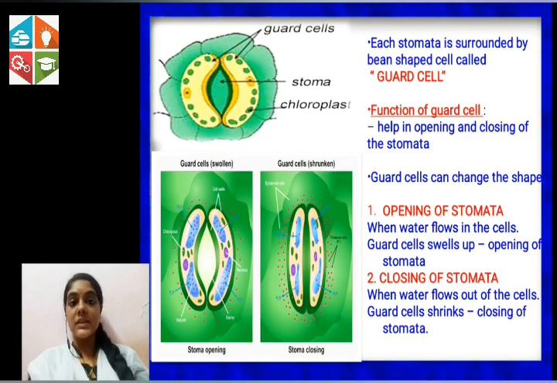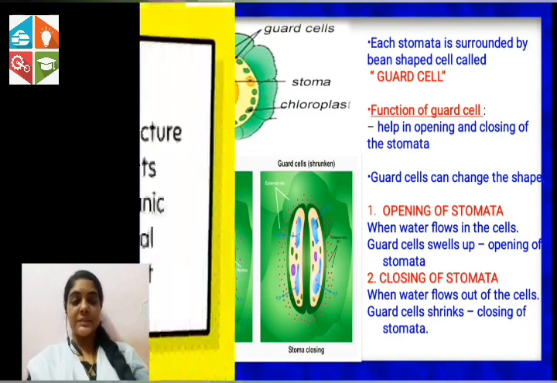The second one is closing of stomata. In what situation does the closing happen? It is when the water is totally out of the cell. Then, of course, the cell will shrink. Shrinking leads to the closing of the stomata. So the opening and closing is basically regulated by the guard cells. That is, by swelling and shrinking of the guard cells, opening and closing of stomata takes place.